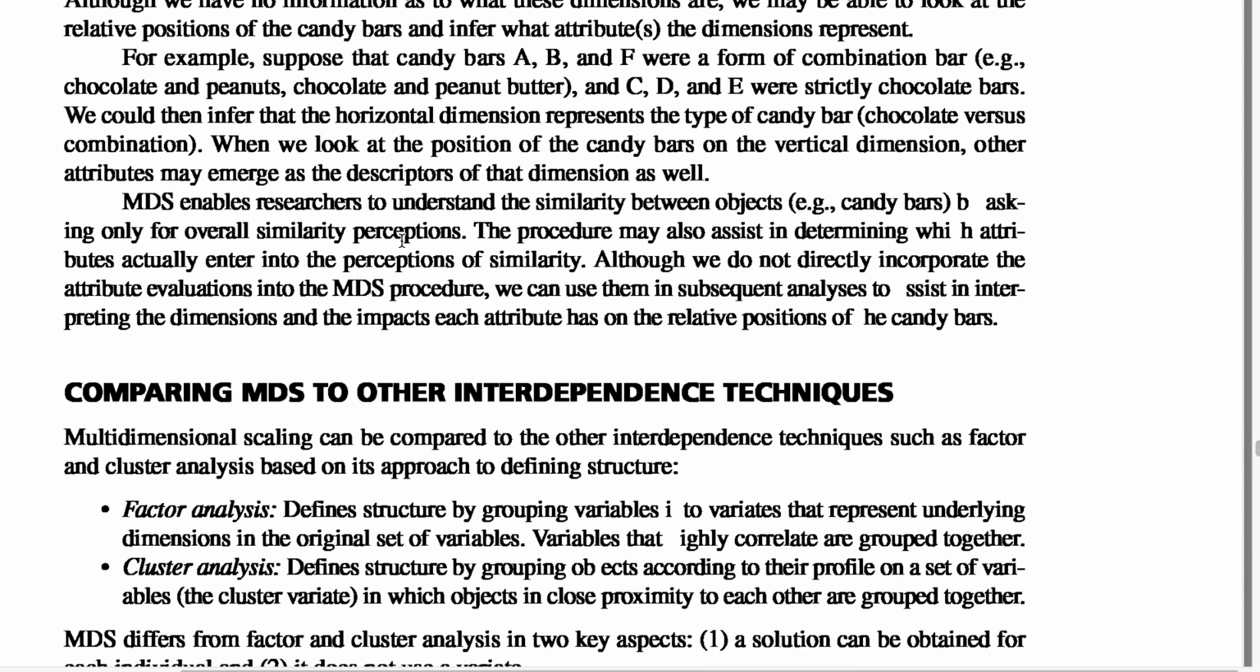Multidimensional scaling enables researchers to understand the similarity between objects. Suppose candy bars were asked about only for overall similarity perceptions. The procedure may also assist in determining which attributes actually enter into the perceptions of similarity. Although we do not directly incorporate the attribute evaluations into the multidimensional scaling procedure, we can use them in subsequent analysis to assist in interpreting the dimensions and the impact the attributes have on the relative position of the candy bars.